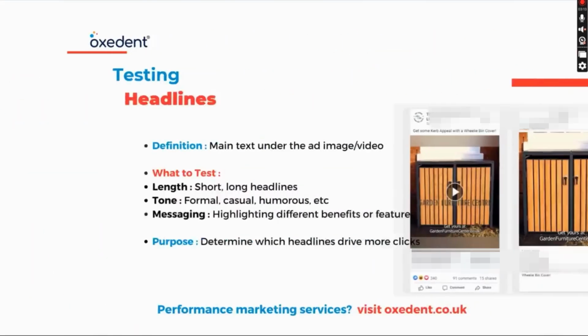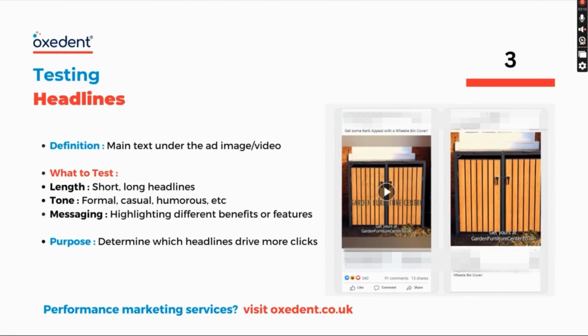Now let's talk about headlines. This is the main text under your ad image or video, and it needs to grab attention and convey your message quickly. Try out short and punchy headlines versus long and more descriptive ones. Experiment with different tones, formal, casual, or even a bit humorous, and test different messaging angles like highlighting benefits, features, or a special offer. A strong headline can be the difference between a user scrolling past your ad or clicking on it. So don't underestimate this.